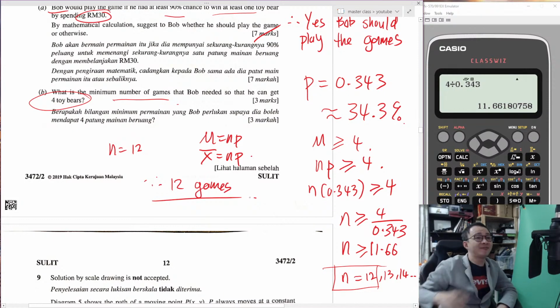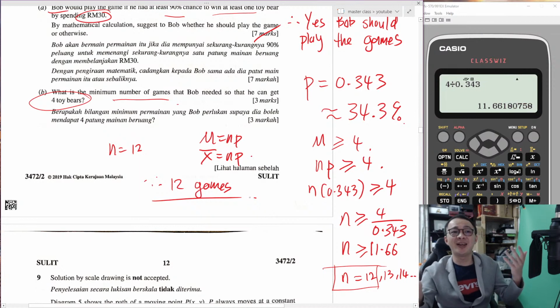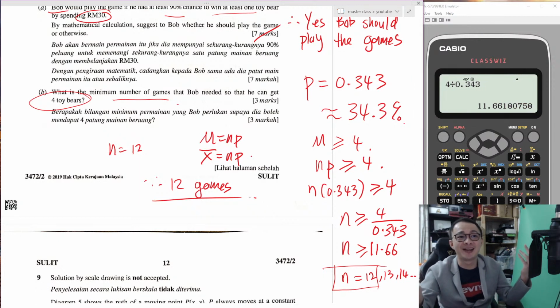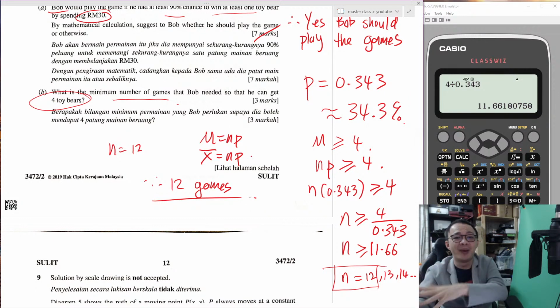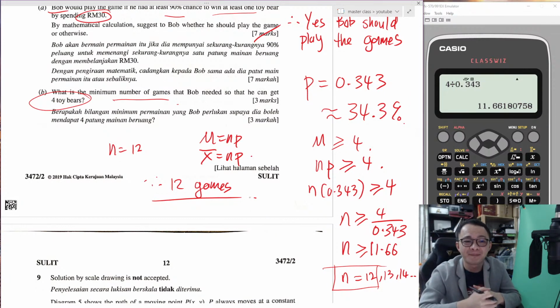Because definitely you may ask me, what if he plays 20 games? Definitely you can get 4 bears or more than 4 bears. But here they want to know the minimum number. What is the least number of games he plays and he still gets 4 bears?